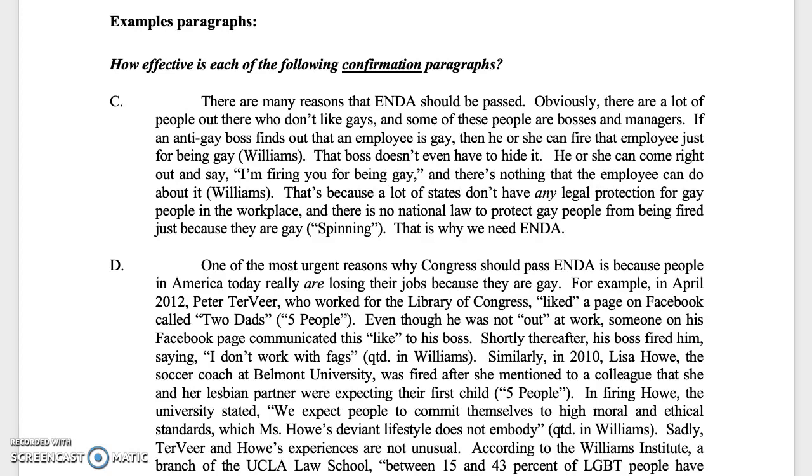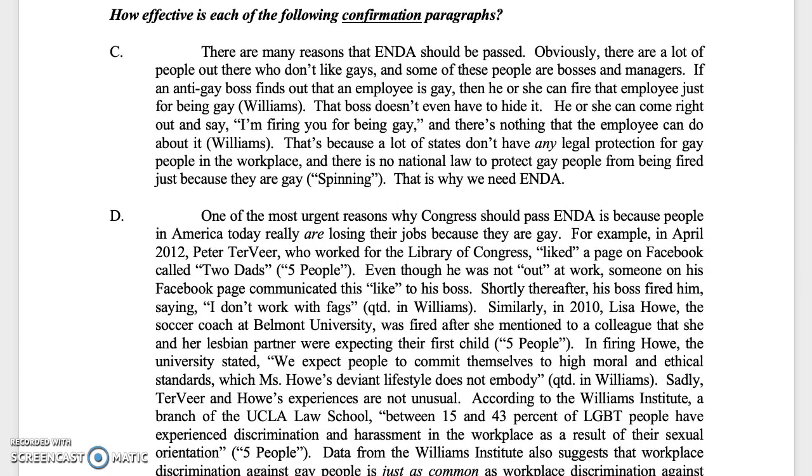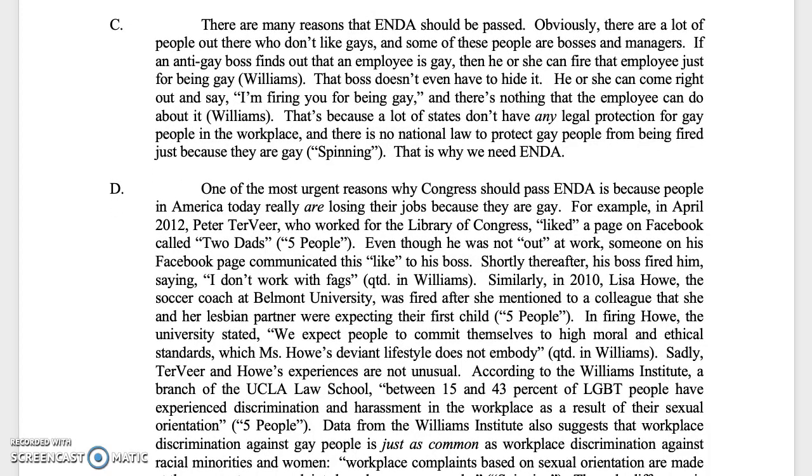In this video, we're going to look at examples of good and bad confirmation paragraphs. And just to recap, the subject is whether or not ENDA should be passed by Congress, and this essay is arguing for ENDA, that it should be passed. That's the stance it's taking there. So let's take a look at these two confirmation paragraphs and see if we think that one of them is better than the other.